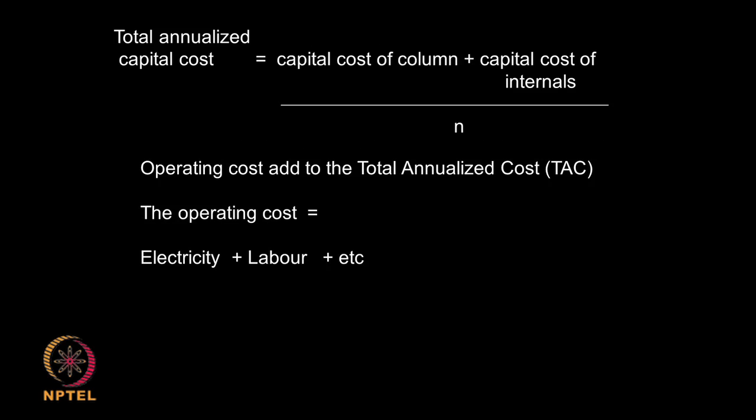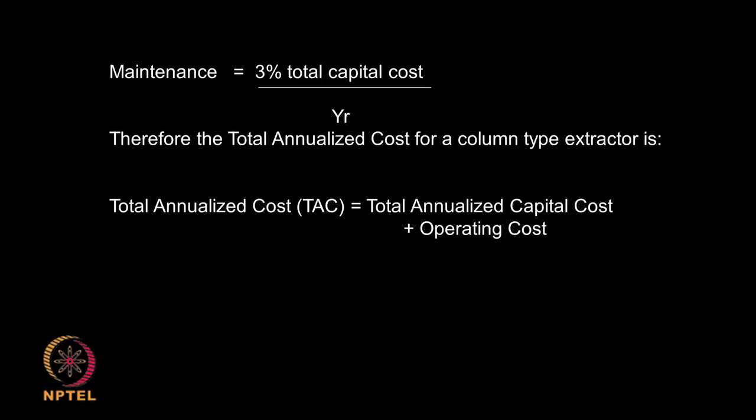So, the total capital cost will be capital cost of the column plus capital cost of the internals. Okay. So, annualized capital cost will be divided by n, n is the age of the equipment. So, this gives you some idea about the depreciation. Now, operating cost will be electricity, labor, all those things will come into operating cost, right. Okay. So, maintenance will be certain percentage of capital cost. So, the total annualized cost is all these terms added up together.